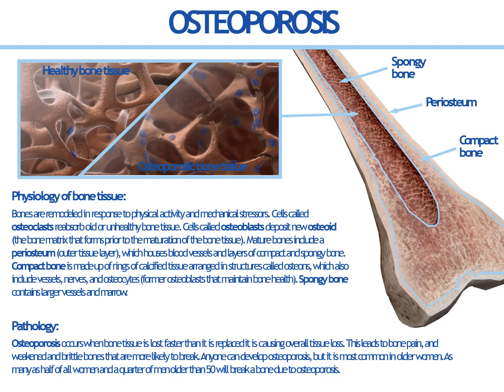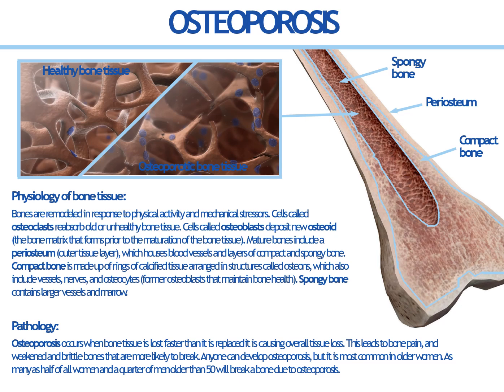Now let's consider osteoporosis, the physiology of bone tissue. Bones are remodeled in response to physical activity and mechanical stressors. Cells called osteoclasts reabsorb old or unhealthy bone tissue. Cells called osteoblasts deposit new osteoid, the bone matrix that forms prior to the maturation of the bone tissue.